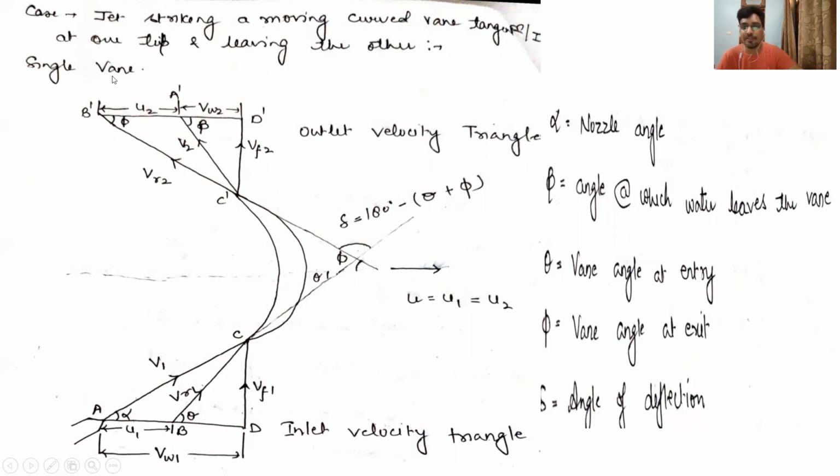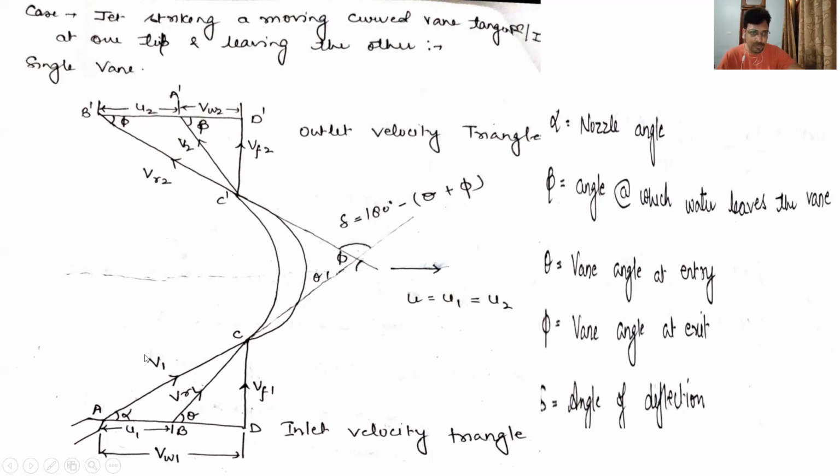This is the case of a single vane. If only one vane is present in the wheel, if this is the wheel and this is only the one vane, what will happen? The jet is coming out with an absolute velocity v1 and it is going out with the absolute velocity v2, and this theta and phi is the angle of curvature, and this delta is the angle of deflection, and the angle of deflection will be 180 degrees minus theta plus phi.